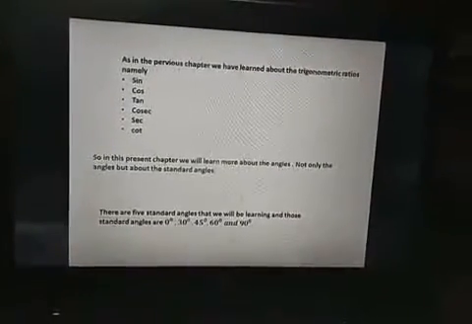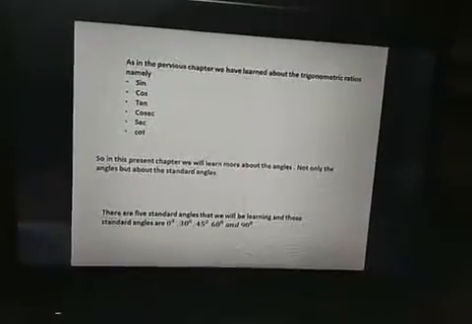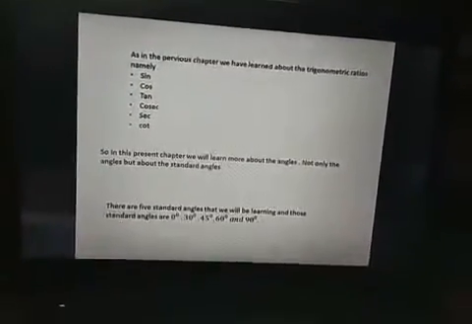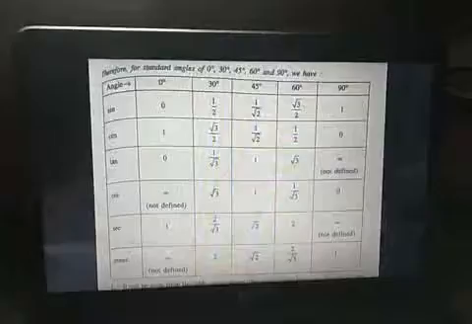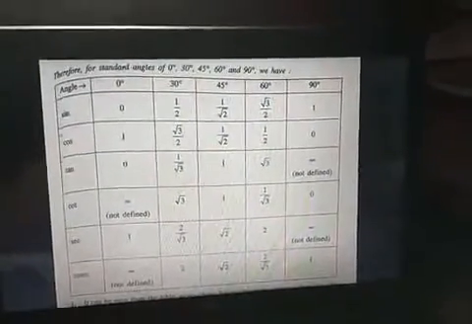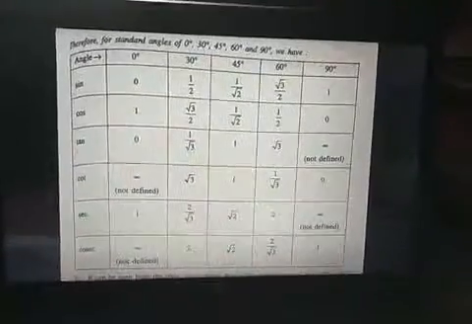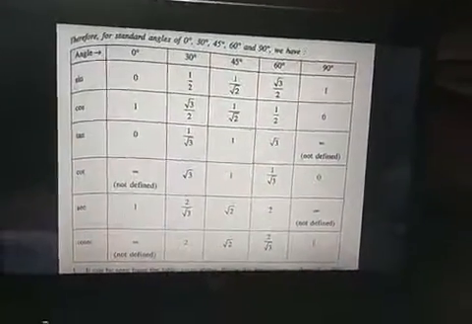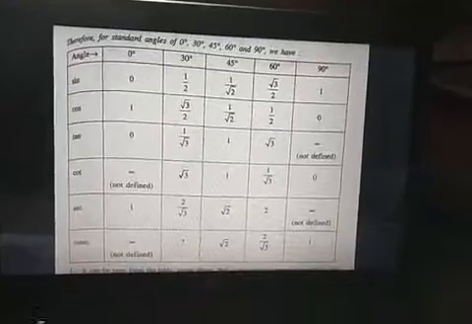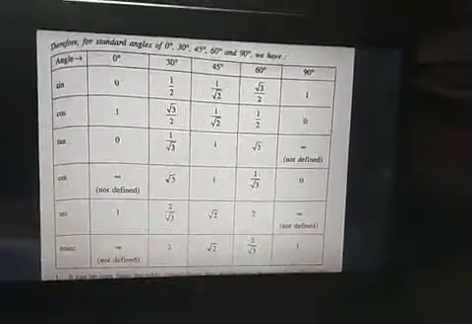How many standard angles are there? There are 5 standard angles: 0, 30, 45, 60, and 90. Therefore for these 5 standard angles, 0 degree, 30 degree, 45 degree, 60 degree, and 90 degree, we have to learn this table. And this table is very, very important for exercise 23A. So we have to learn this table.